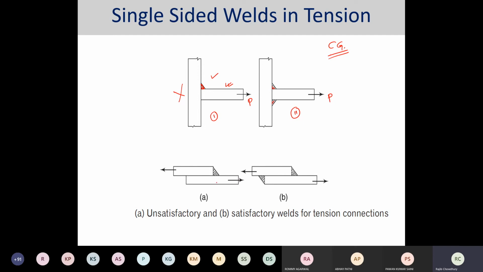If I look into this particular plan view, only one side of the weld is there, but this side also has to be welded. Otherwise, it is unsatisfactory in many different contexts. Which is unsatisfactory and which is satisfactory depends on the way that you are making or placing the weld.